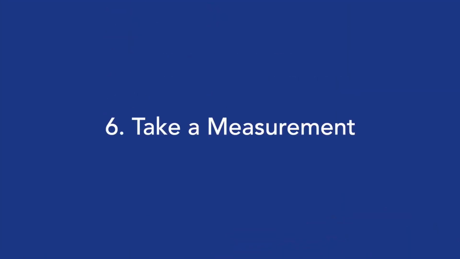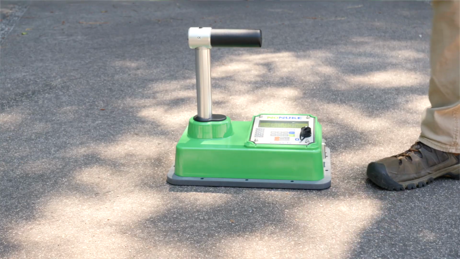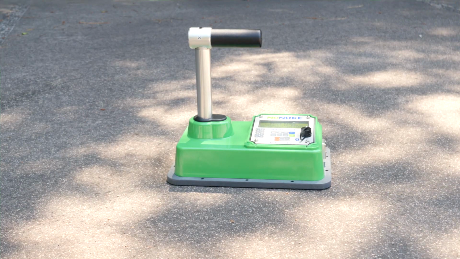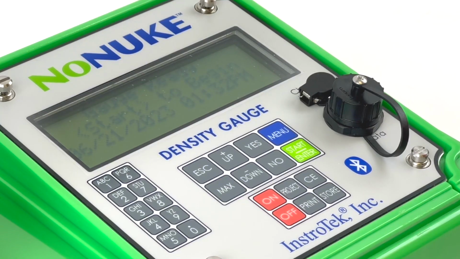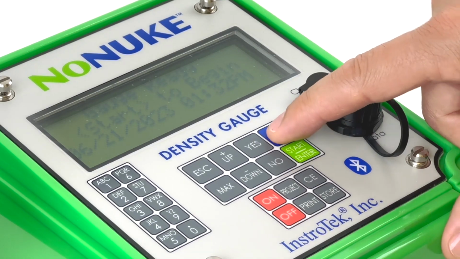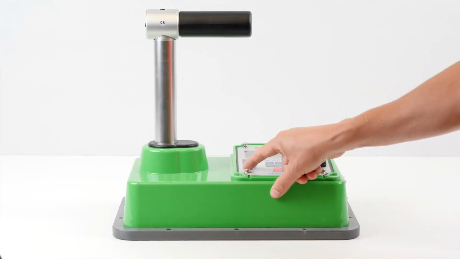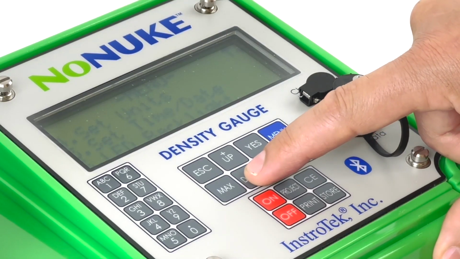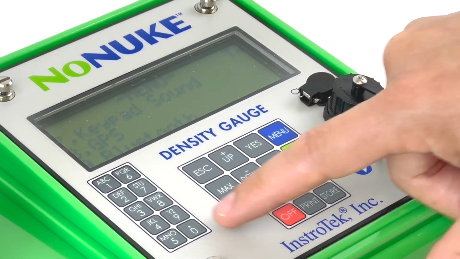6. Take a measurement. The gauge should be placed making sure there is proper contact between the gauge bottom surface and the pavement. Avoid wet areas. From the Ready screen, press Start on the keypad or push the Quick button on the handle, which will measure density, percent compaction, air void, road temperature, and further information such as GPS location and project information, if applicable.